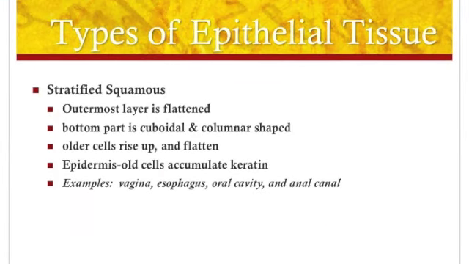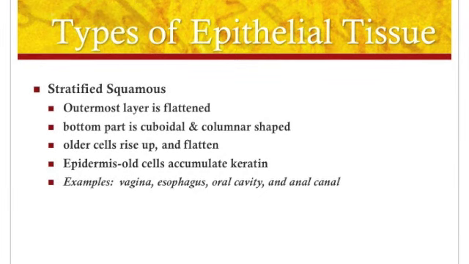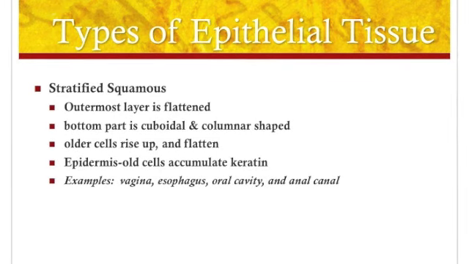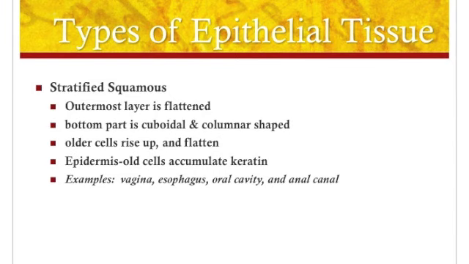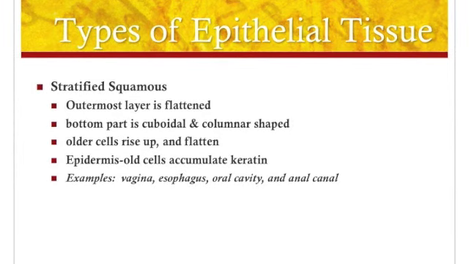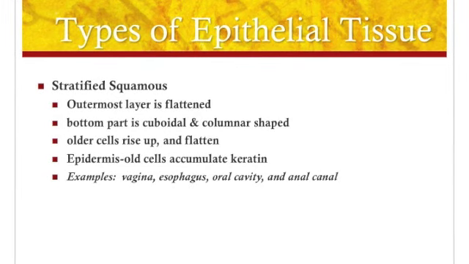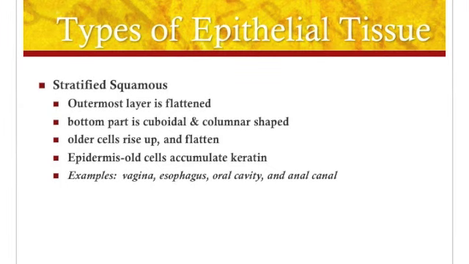Another type of epithelial tissue is stratified squamous cells. The outermost layer is flattened, and the bottom part is cuboidal and columnar shaped. What's important is that older cells rise up and flatten. Also, in the epidermis, old cells accumulate keratin. Some examples of this are the vagina, the esophagus, the oral cavity, and the anal canal.